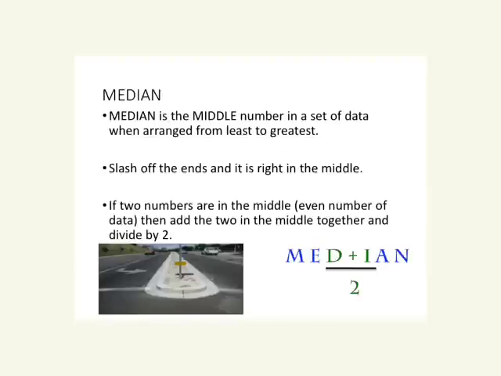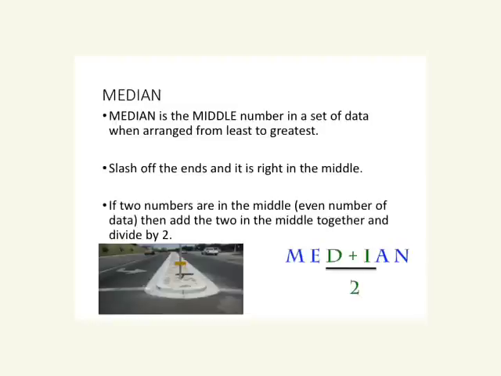The next measure of central tendency we jump into is the median. Median, think about when you're driving. The median is in the middle of the road. Median is the middle number in a set of data when that data is arranged from least to greatest. So to find the median, you have to arrange that data from the smallest piece to the biggest piece. The easy way to find the median is to slash off the ends and keep slashing until you get to the middle.